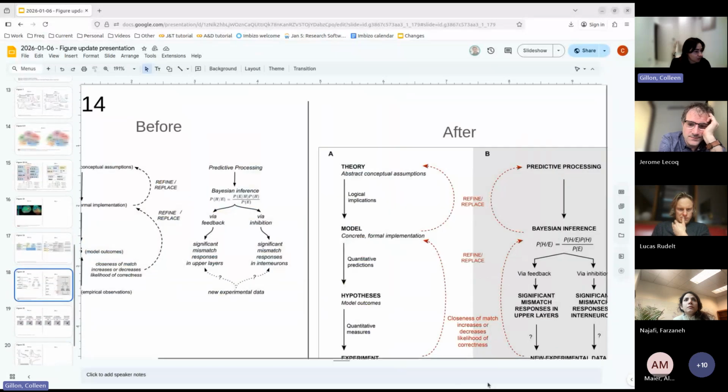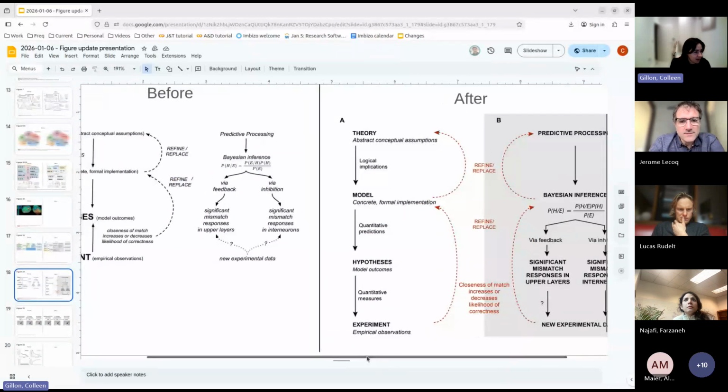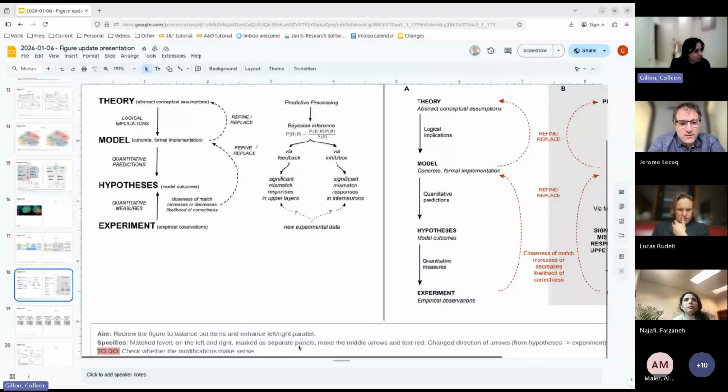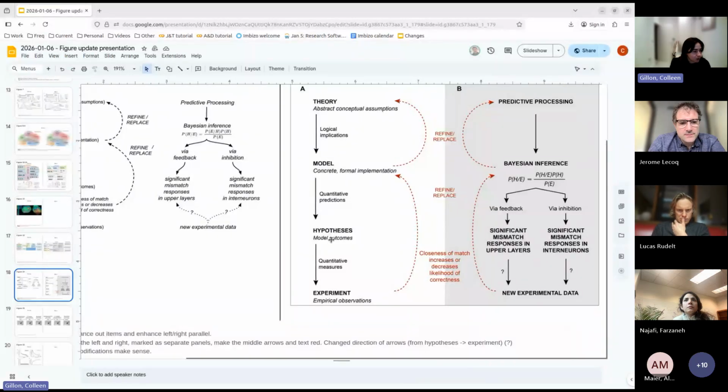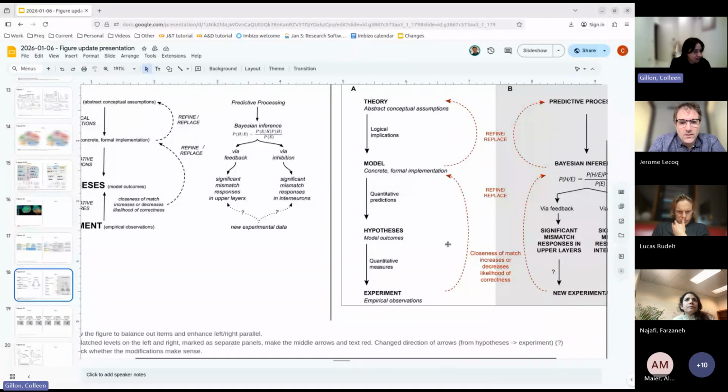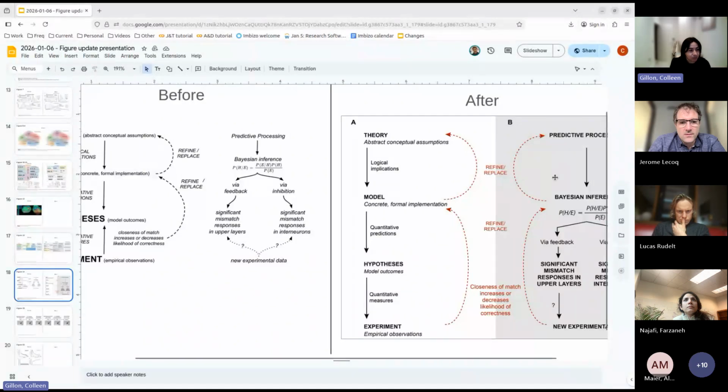The next one, this change will have to be verified because we may have made changes that are not agreed upon. So it was partially a redrawing, but we were uncertain about the direction of the arrows from hypothesis to experiment, which were in the other direction in the original. So we want to double check that. And then we want to check whether this use of the middle space and mirroring of the refine replace works now, where we show that this applies to both the schema and an example of the schema in action.